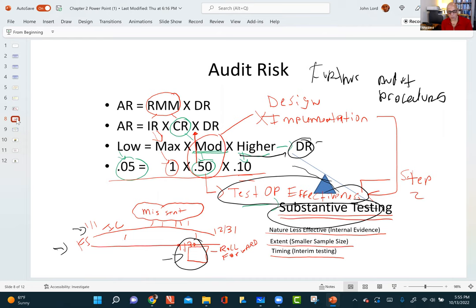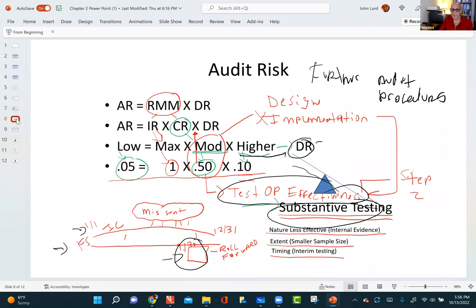But assuming that the walkthrough worked and the controls have been implemented, now I will test the operating effectiveness and I'll pull a sample of transactions. And if I'm trying to get that control risk as low as possible, and I want to support that low assessed level of control risk, more control testing, okay? But if the control risk starts to go up, maybe I don't have to test as many because I'm not relying as much on that control. And again, if my control risk is the maximum, I don't test any controls, right? Okay, so what happens? I test the operating effectiveness, and that testing of operating effectiveness works.